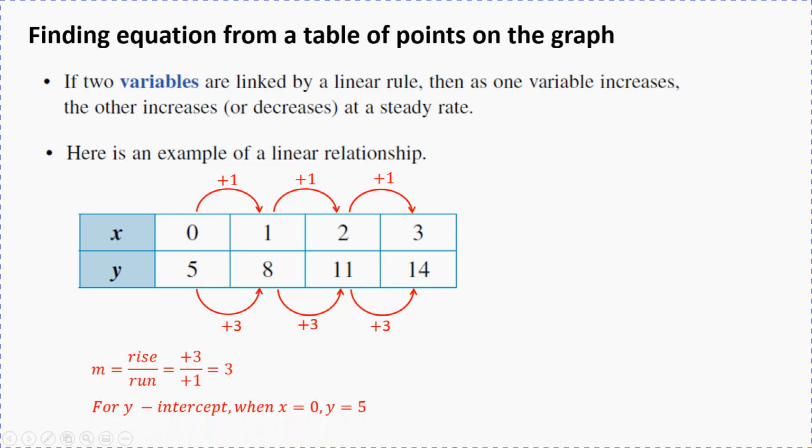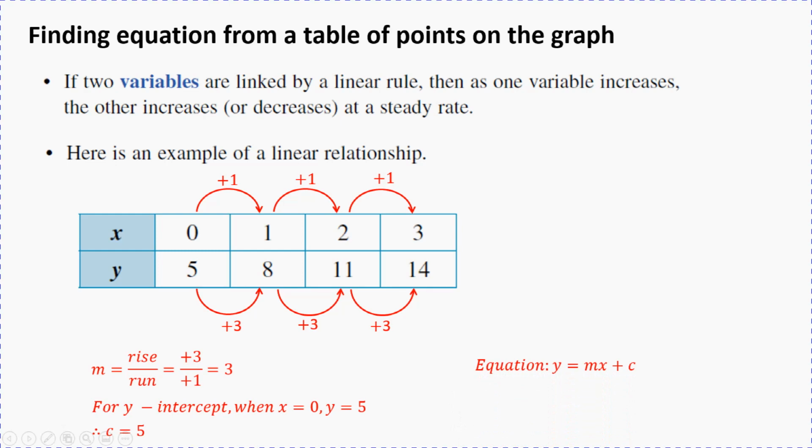And also, how can we find the y-intercept? Remember, y-intercept is the point where the line cuts the y-axis. So you can find that from the table. Sometimes, not always, but in this case, you can find the y-intercept from the table. Where is the y-intercept from the table? In the table, you can see there's a pair of points. When x equals 0, y equals 5, and that would be your y-intercept. So x is 0, y equals 5. So c equals 5.